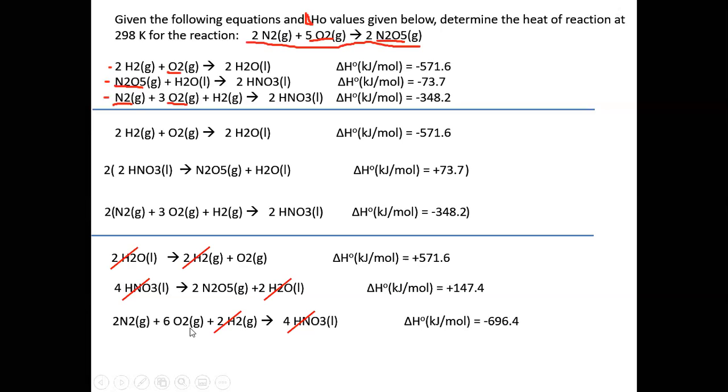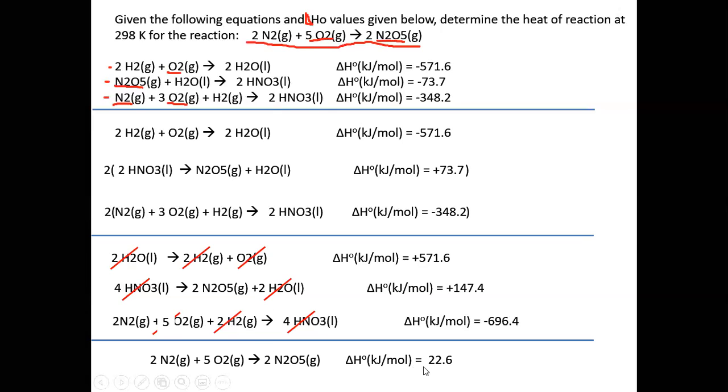Now what we have left is 6O2 on the reactant side, and 1O2 on the product side. So that's going to cancel out, and now our oxygen is going to change to 5, which is what we want. So now we've canceled out everything we don't need. So when we add it together, we get the delta H of the reaction. When you add them, you just add the delta H's just like they are. So 571.6 plus 147.4 minus 696.4, whatever you get, you put there. So we just simply add up the individual delta H's to get the delta H for this reaction.